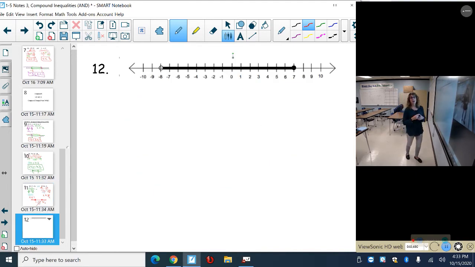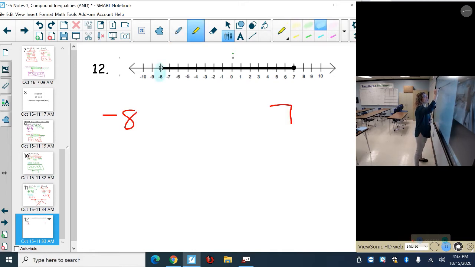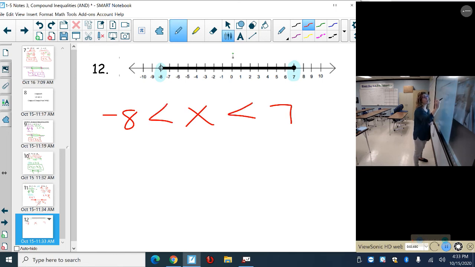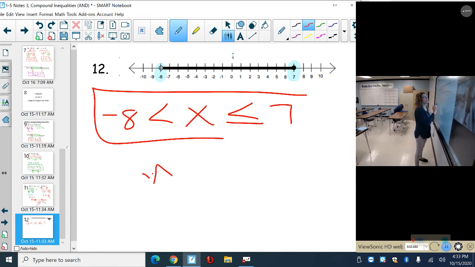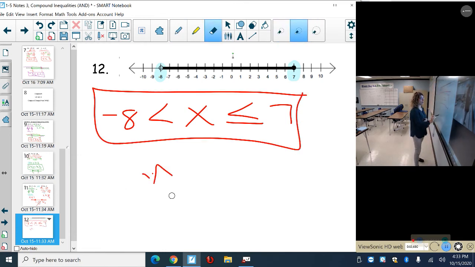Number 12. Come up with the inequality that describes this graph. Well, it's trapped, right? So I put negative 8 and I put 7. Why? Because those are the numbers that it lands on at the end. And I put x in the middle. Since x is the shaded region, I always use less than symbols. But at negative 8, it is an open dot, so I leave it alone. But at 7, it is a closed dot, so I'm going to go ahead and put the less than or equal to symbol there. And this is the inequality that you should have had.